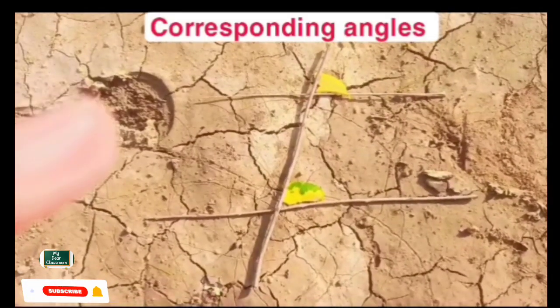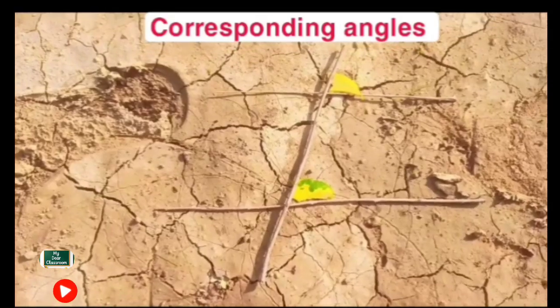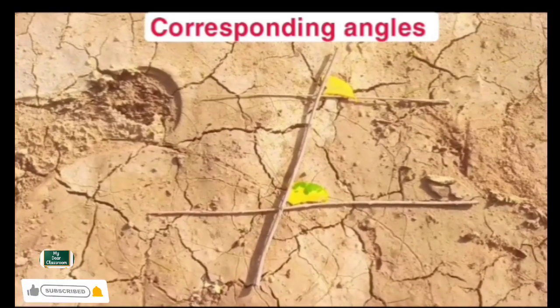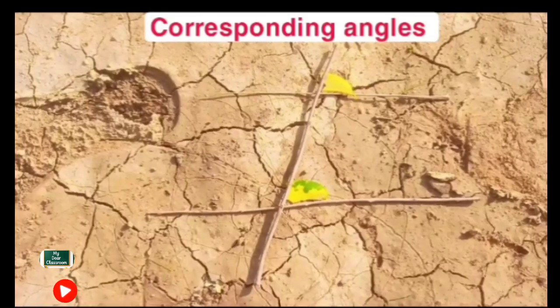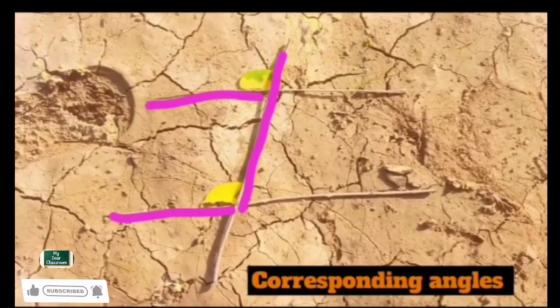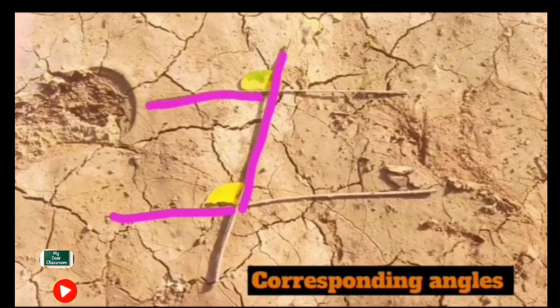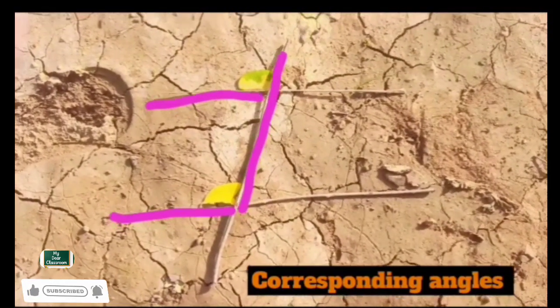Now from this also you can see one is in the interior part, one is at the exterior part and on the same side of transversal as well as not at the same vertex. So this will be called as corresponding angles. Once again you can see the corresponding angles, right? But you can see the F in the opposite side, right? You can say as a mirror image.